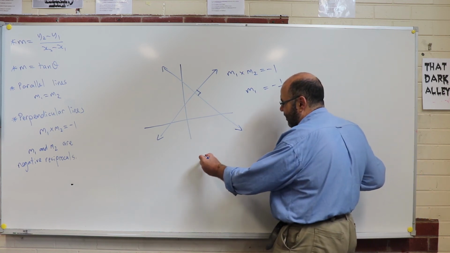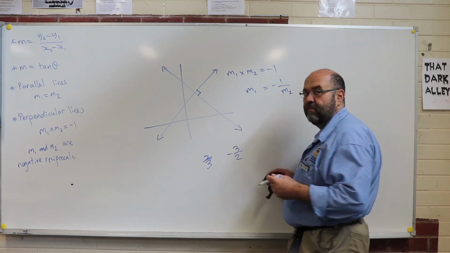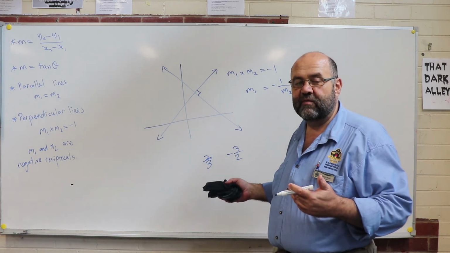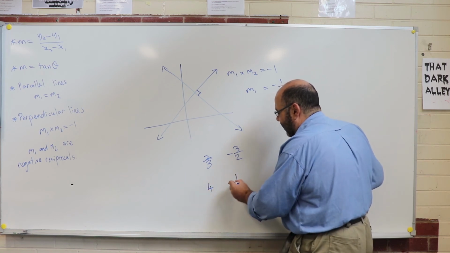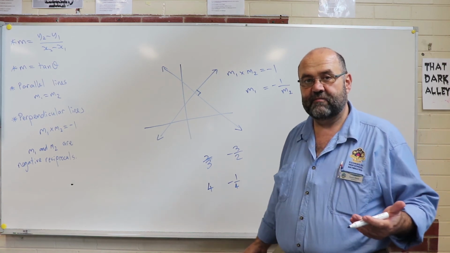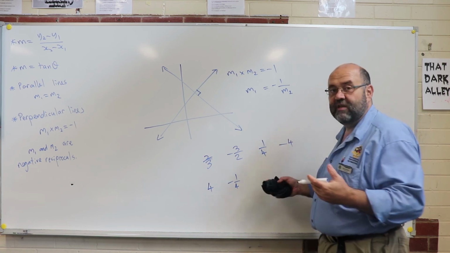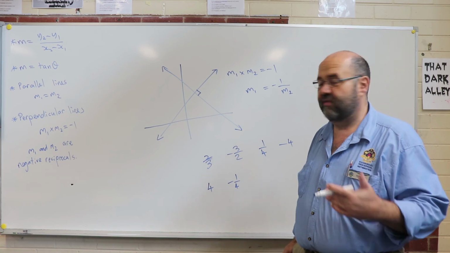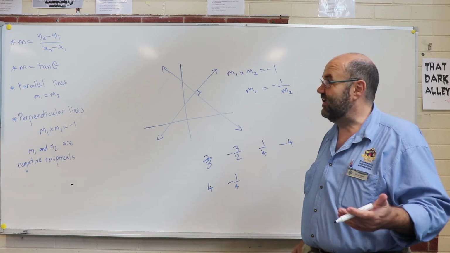So, 2/3 and -3 on 2. They multiply to give me -1. They're the negative reciprocal of one another. Okay? 4 and -1/4. They multiply to give me -1. They're the negative reciprocal of each other. Likewise, a quarter and -4, they multiply to give me -1, and they're the negative reciprocal of each other. Lines with those gradients are perpendicular.